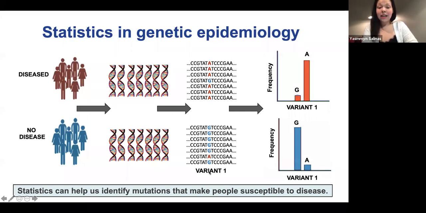Over here, among people that don't have the disease, most people actually have a G, and only one has an A. So this is where statistics comes in, to help us compare the frequency of the A's and the G's in the two groups. What do you guys see here? Where is the A allele more frequent, in the disease or no disease group? In the diseased group. So A could be considered, as someone asked, bad.